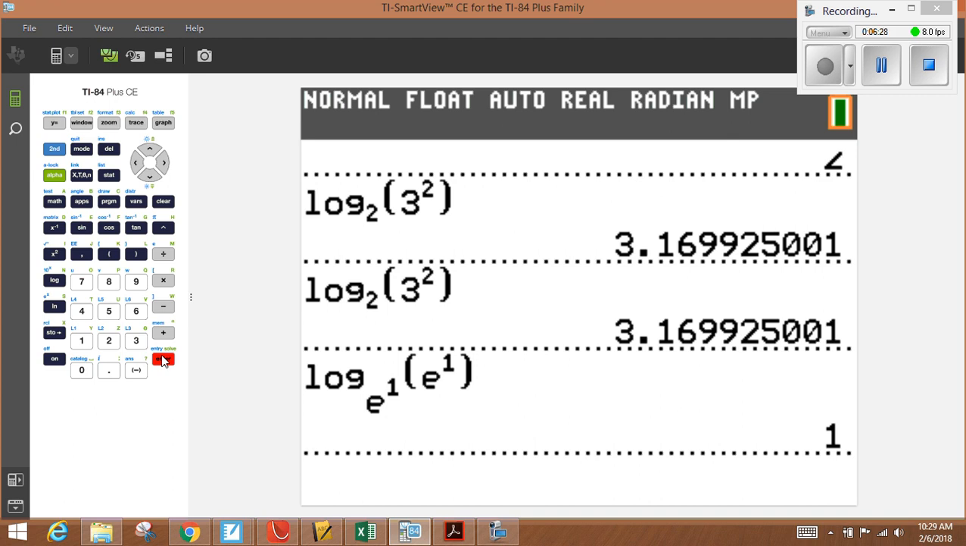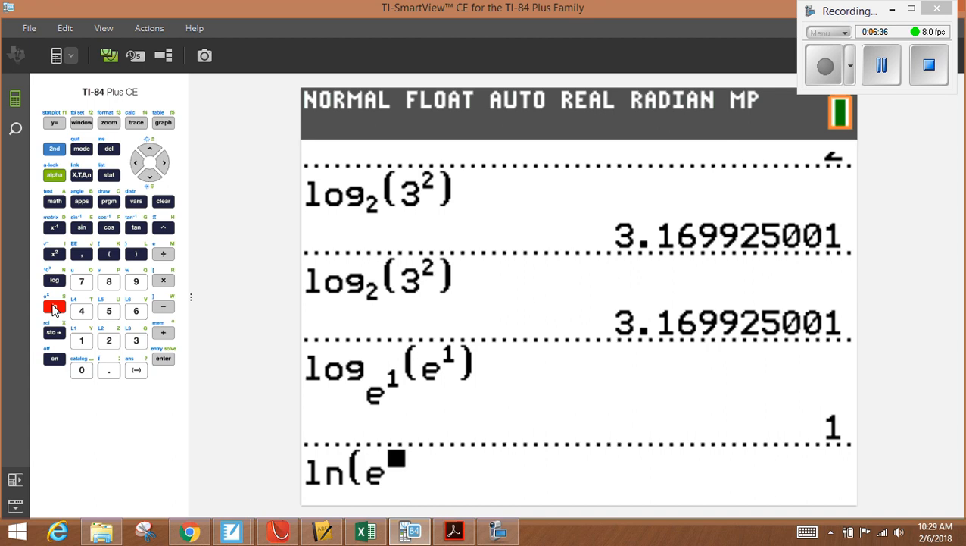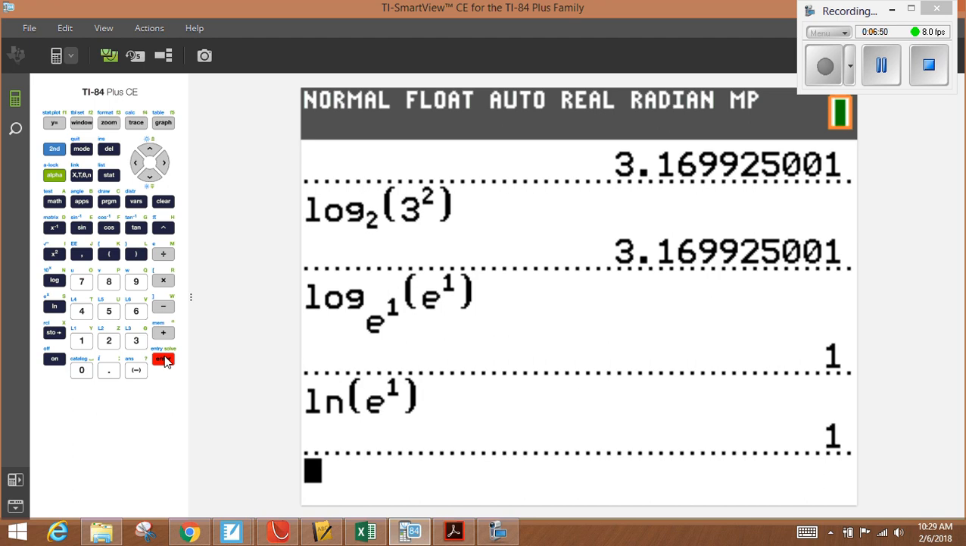So then, likewise, if I hit ln of e to the first, what should I get? That is correct. E to the first. All right, just kind of giving you an idea of what a natural log is, okay? It's log base e.